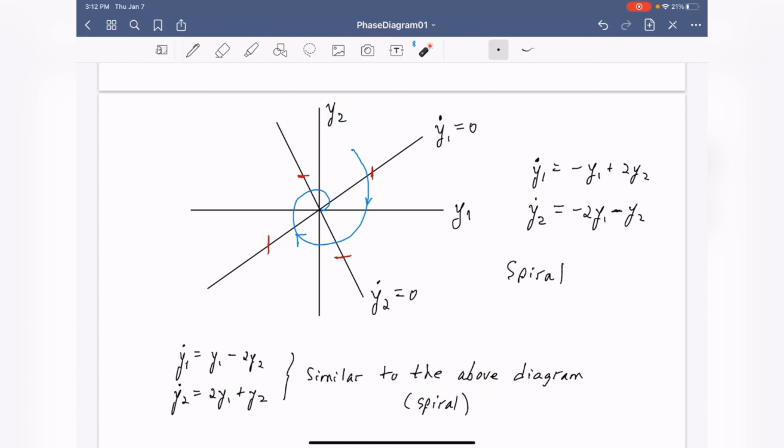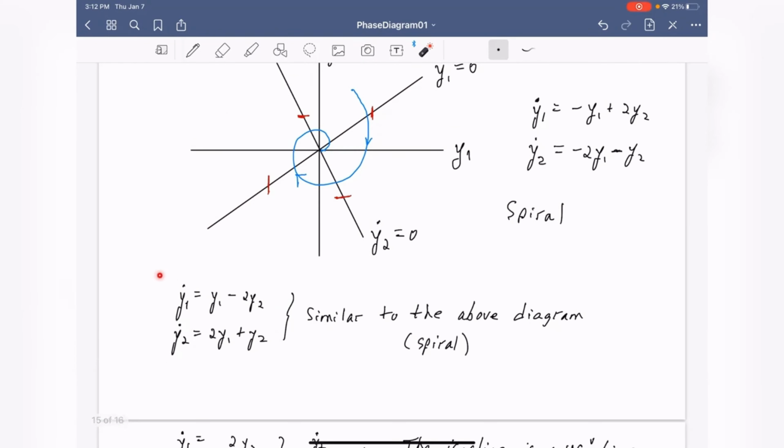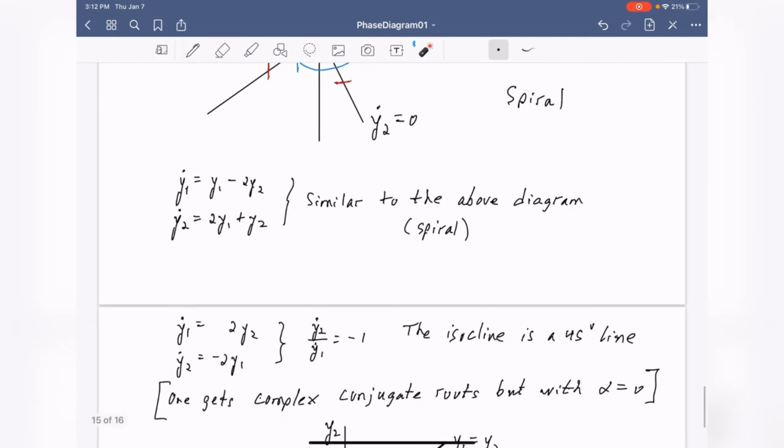So if we look at this other one here, where y1 dot equals y1 minus 2y2, and y2 dot equals 2y1 plus y2, we've just changed the signs in this one. Again, we're going to get a spiral that's similar to the one above it.